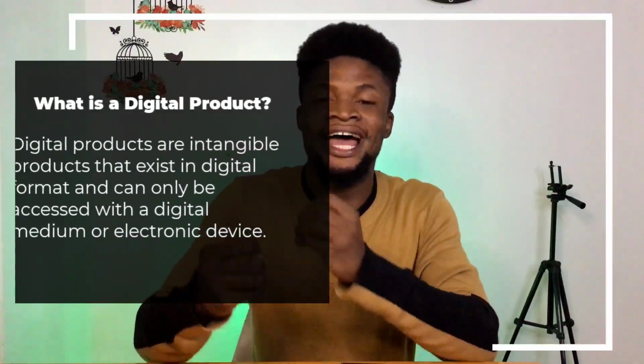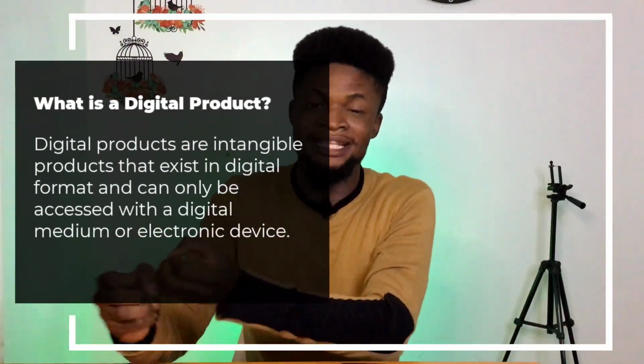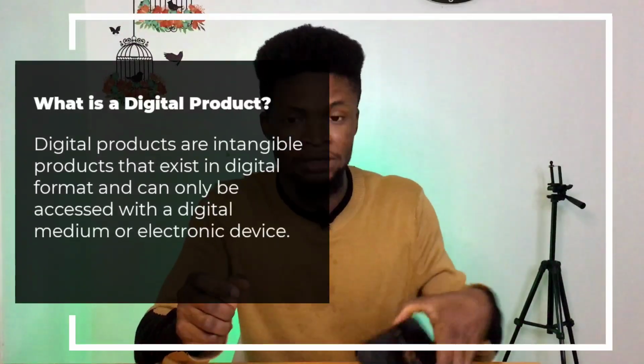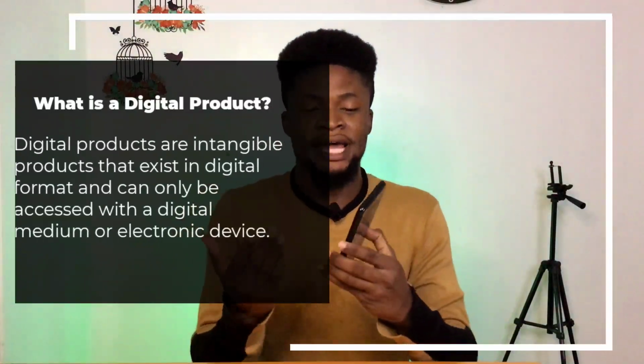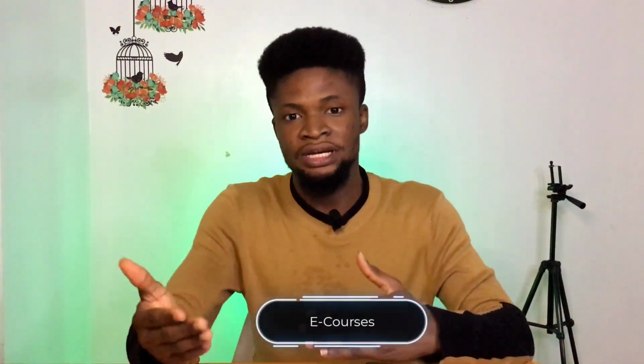So first off is, what is a digital product? Digital products are simply intangible products that exist in a digital format and can be accessed with a digital medium or an electronic device, whether it's a laptop, a smartphone, a tablet, or even a smart TV. There are different types of digital products. We have our ebooks, electronic books. We have e-courses, video courses like the type you take on platforms like Udemy, Coursera, and we also have e-consultation sessions, because people can even package a consultation session and deliver it to people.